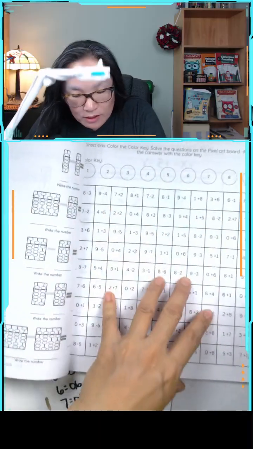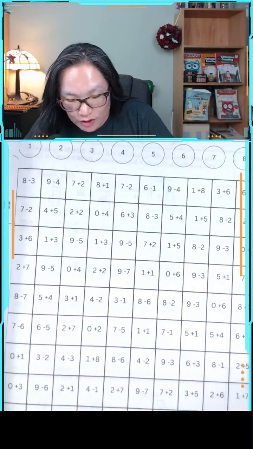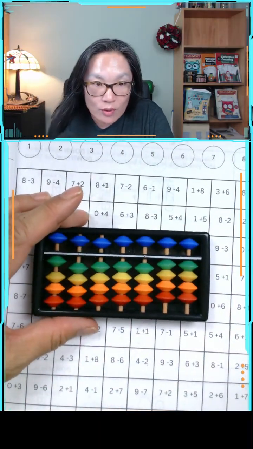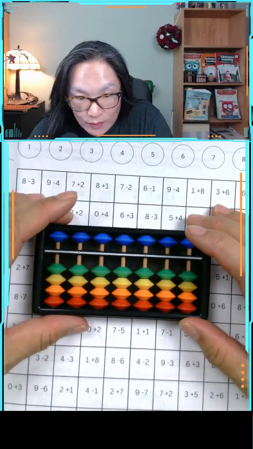And then I give you pixel art. This pixel art is super simple. Super simple. But the reason why I want you to do it is because I want you to see what the abacus is.